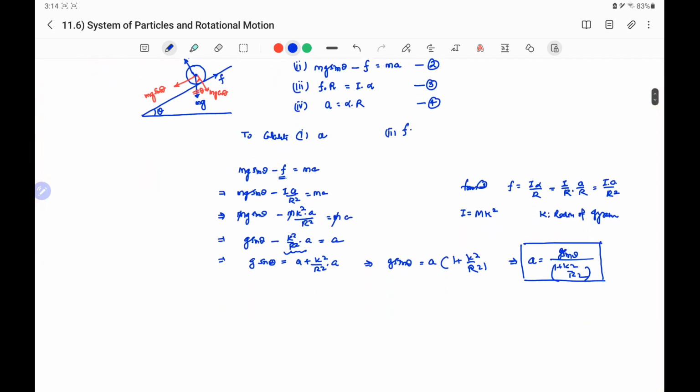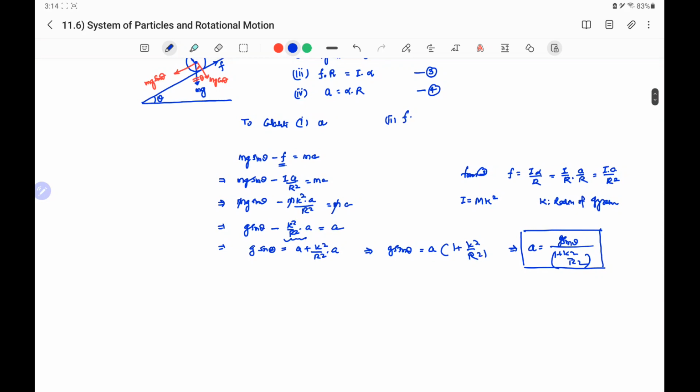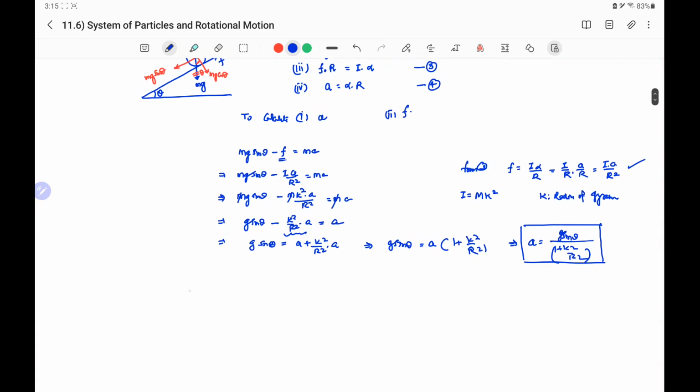So the friction force will be equal to, now we use the relation which we have calculated, F equal to I into a by R square, and I is m k square, divided by R square, into acceleration, which is g sin theta by 1 plus k square by R square. So it will be equal to mg sin theta into k square by R square divided by 1 plus k square by R square.